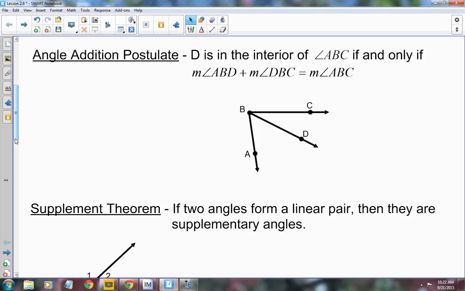And the only thing I hate about the angle addition postulate is there's so many letters that you have to make sure that you get straight and in the right order. Okay? But ultimately what you're doing is, let's say this was angle 1 and this was angle 2. Okay, the measure of angle 1 plus the measure of angle 2 equals the measure of angle ABC. And that's what the angle addition postulate is. Just like the segment addition postulate, but it's dealing with angles.